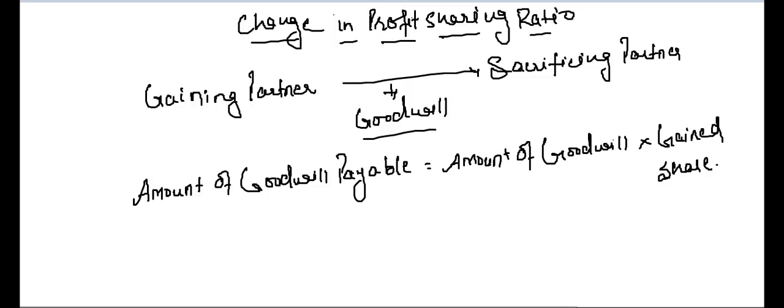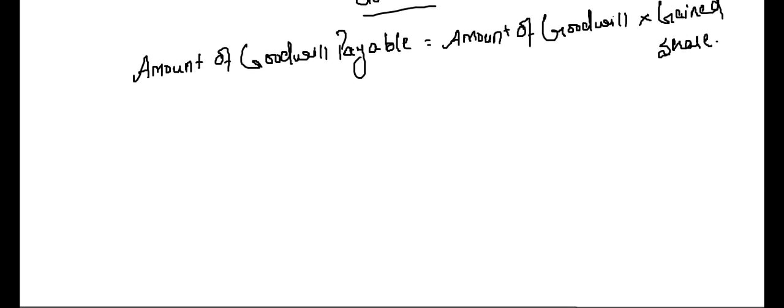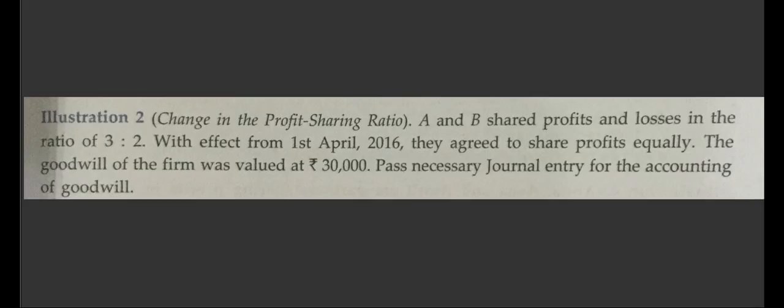Clear? Let's see one question on this, that what will be the amount of goodwill payable. A and B shared profits and losses in the ratio of 3:2 with effect from 1st of April 2016. They agreed to share profits equally. The goodwill of the firm was valued at 30,000. Pass the necessary journal entry for accounting of goodwill. We'll discuss the journal entry. First of all, we'll see what is the amount of compensation payable by the gaining partner to the sacrificing partner. We are given the valuation of goodwill as 30,000.